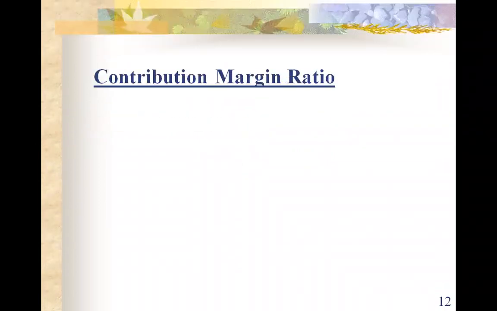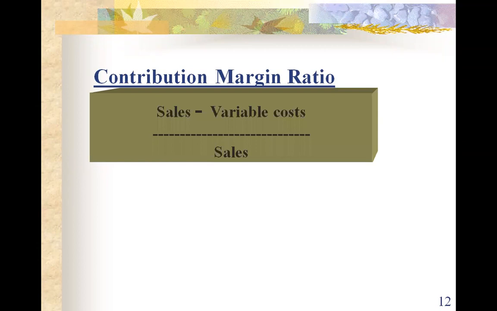So contribution margin ratio. How we will calculate the contribution margin ratio. বিভিন্ন জিনিস বিভিন্ন জায়গায় লাগবে, এগুলো সবগুলোই আপনাদের ফর্মুলা, এই সবগুলো আপনাদের মনে রাখতে হবে। You have to remember this formula. So contribution margin ratio is sales minus variable cost divided by sales. Is it clear? Yes, sir.